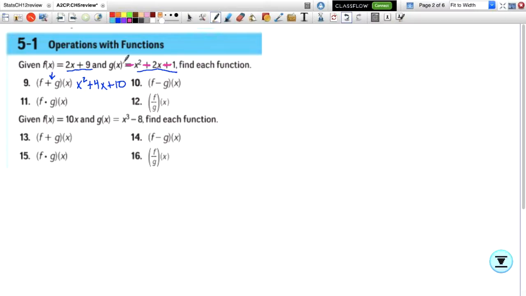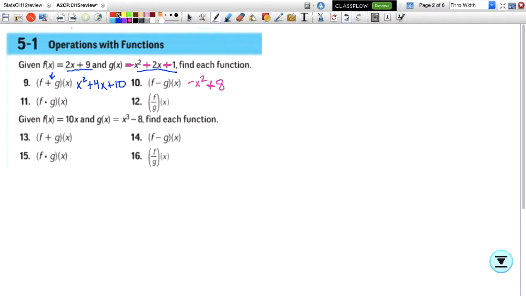So now I have no x squareds to combine here, so I'm going to be left with a negative x squared. Then I have 2x minus 2x, which is no x's. I have a positive 9 and a minus 1, which gives me a minus 8. Oh, just kidding, positive 8, right? Positive 9 minus 1 is positive 8. And there's my answer for the subtraction.